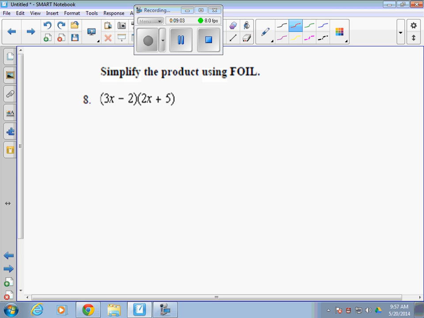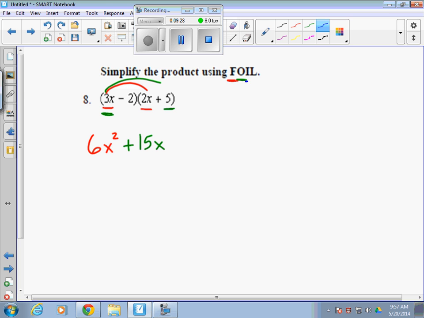Number 8 tells you to FOIL. F stands for first terms. 3x times 2x. 3 times 2 is 6. X times x, you add 1 plus 1 to get x squared. The O stands for the outer two terms, 3x and 5. 3 times 5 is positive 15x.